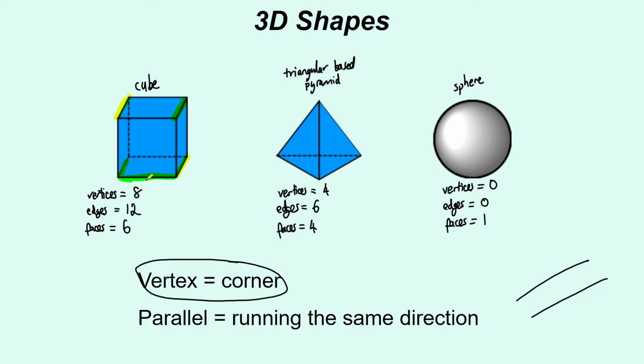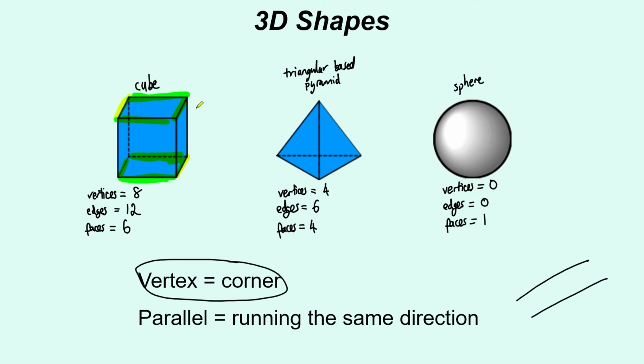So we've got a line here, I'm going to highlight in green. It's kind of hard to see, but we've got all those horizontal lines. So we get different pairs of parallel lines running in the same direction. Whereas if we look at the triangular base pyramid, none of the lines there run in the same direction, so that wouldn't have any parallel lines. Likewise with the sphere, because that has no edges, it's not going to have any parallel lines.